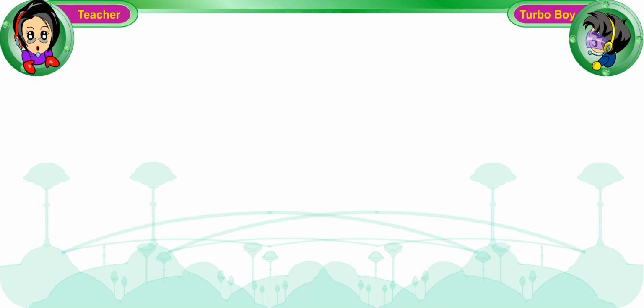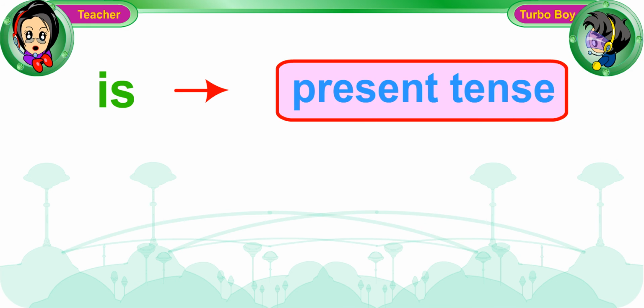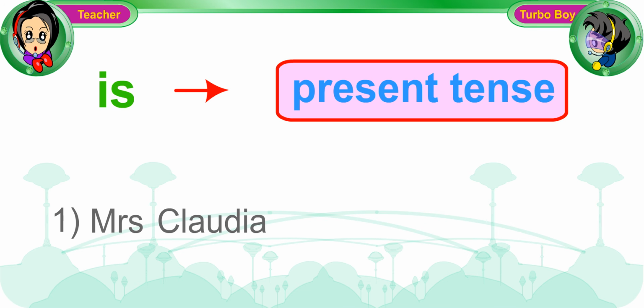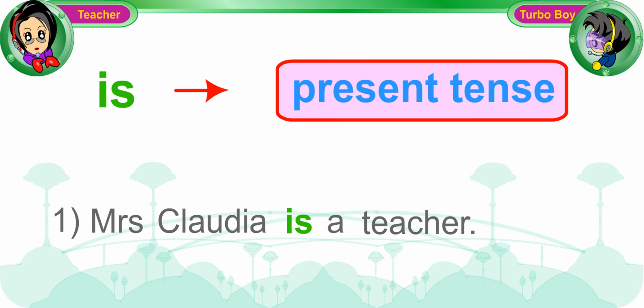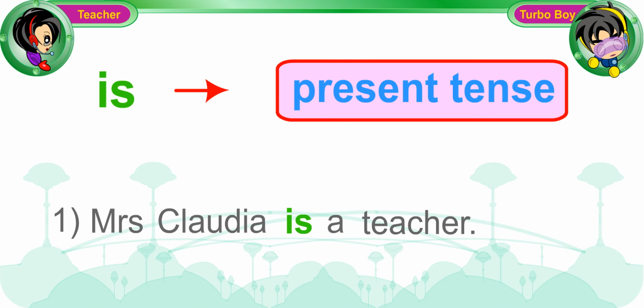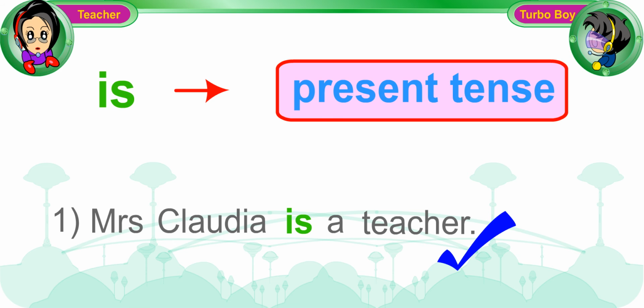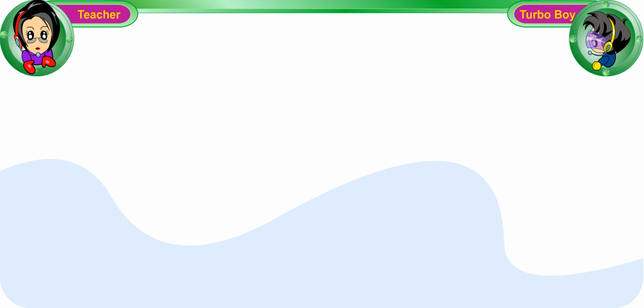Firstly, let's look at a sentence with the word is. The word is the present tense be verb. Sentence 1. Mrs. Claudia is a teacher. Is the sentence correct, Turbo Boy? If Mrs. Claudia is still a teacher now, then it's correct. Very good, Turbo Boy.